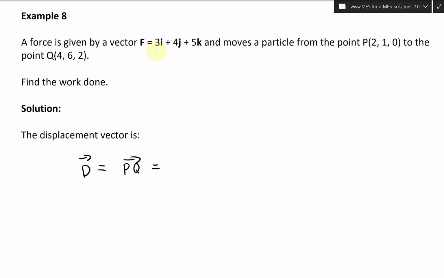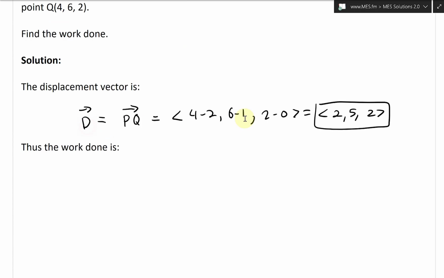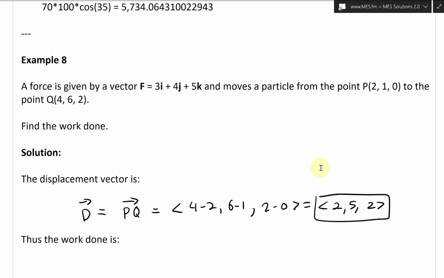I'm going to write this as equals to, well, it's going to be the difference. So difference from P to Q. You're moving from P to Q, so the displacement is the distance between them. So 4 minus 2, so subtract all the components: 4 minus 2, 6 minus 1, and then 2 minus 0. So this equals 2, 5, 2. That's the displacement vector. And this displacement vector is, again, the relative distance from P to Q.